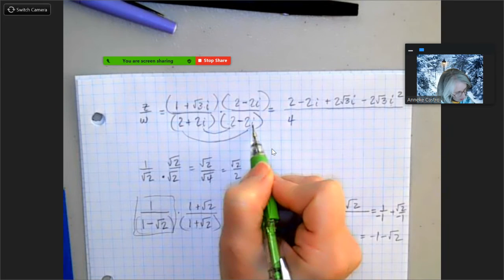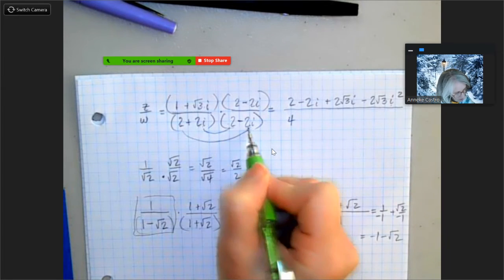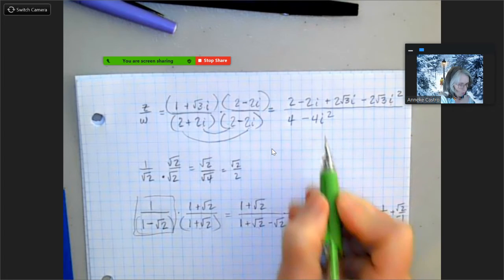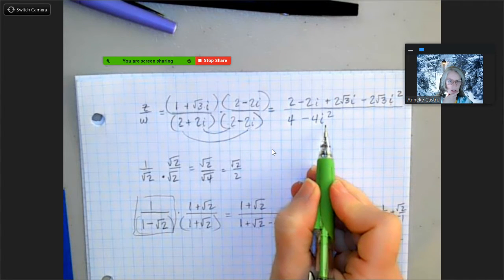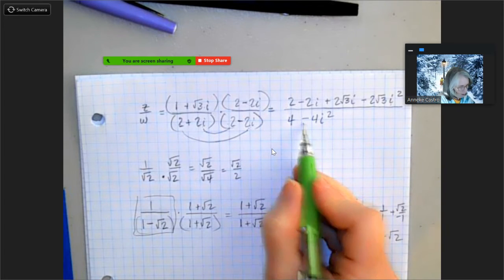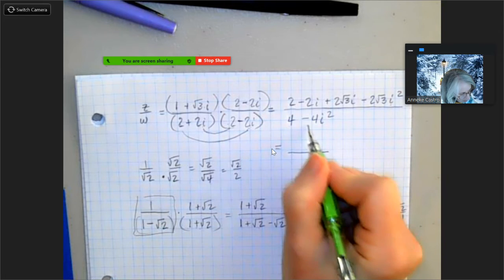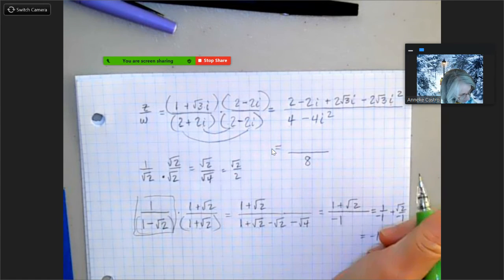So then the other term is going to be 2i times negative 2i. That would give me negative 4i squared. And then look what happens there. i squared is just equal to negative 1. And a negative times a negative is a positive. So in my denominator, I end up with 4 plus 4, which gives me 8.